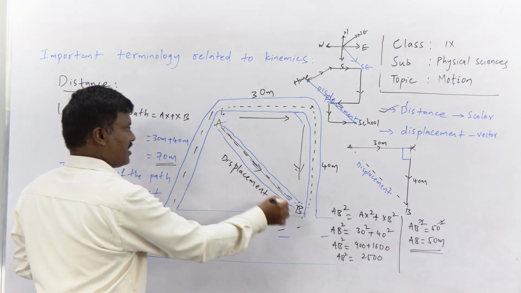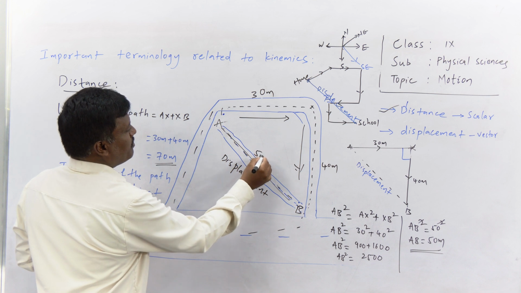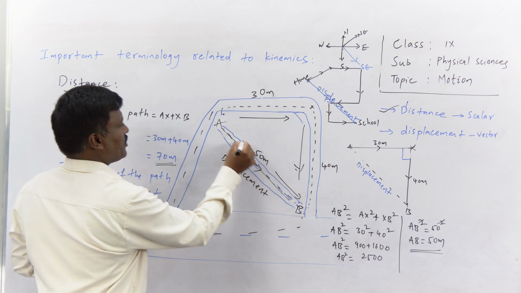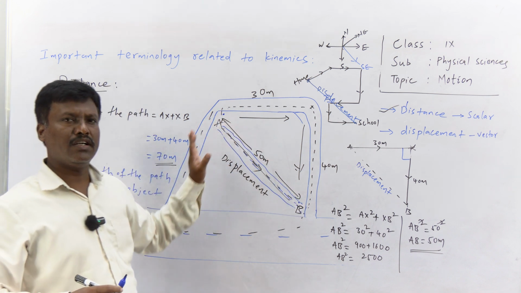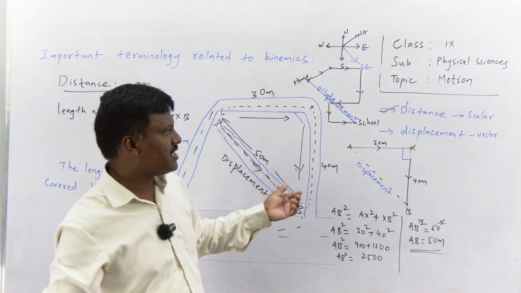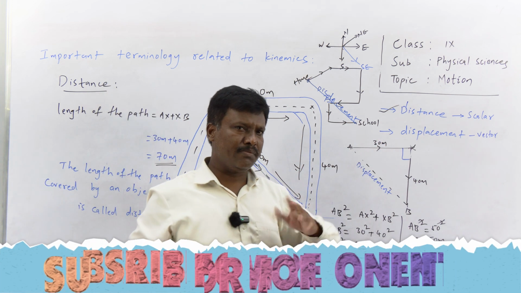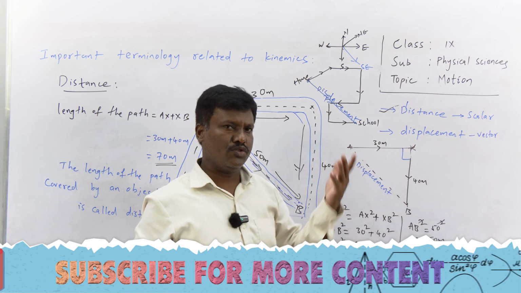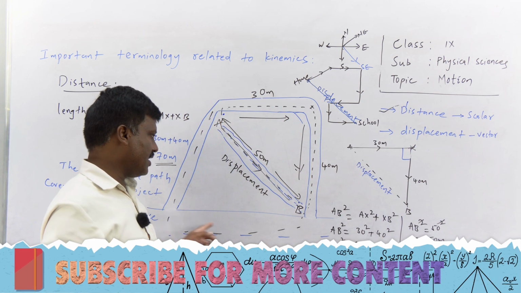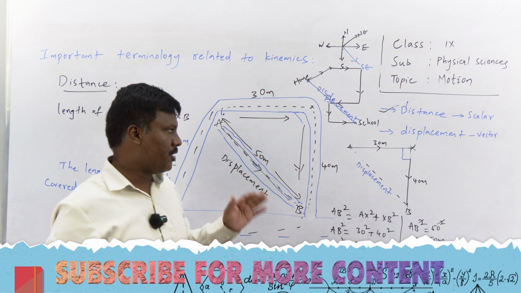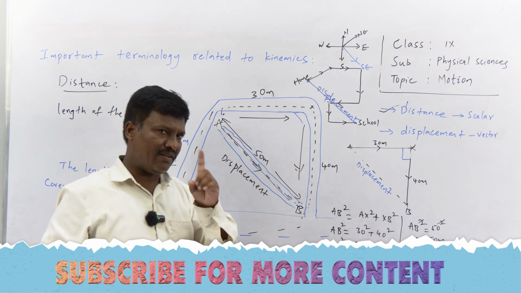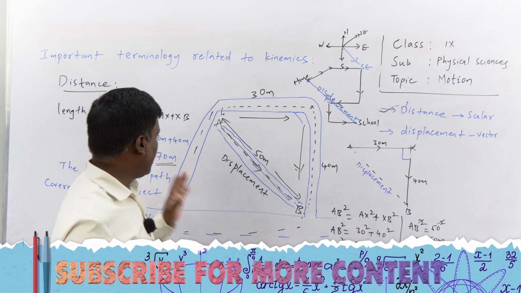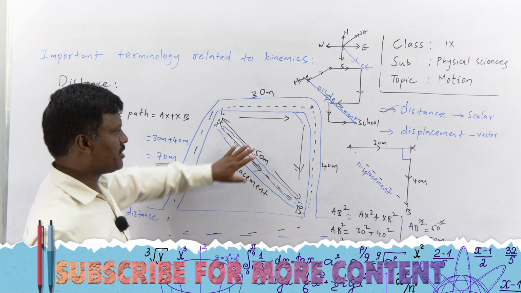So what is the displacement now? 50 meters. This is the displacement. This is the shortest distance. The shortest distance is called displacement. But what is the major difference between distance and the shortest distance? Distance has no direction. In any direction we can reach the destination. But for displacement, we reach the destination only in one direction. I hope you understand distance and displacement in this example.